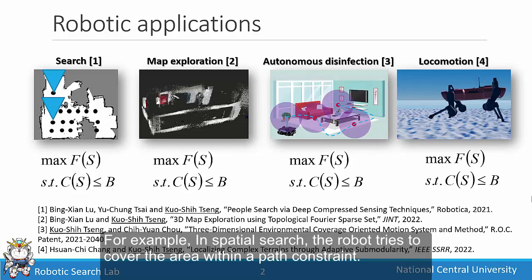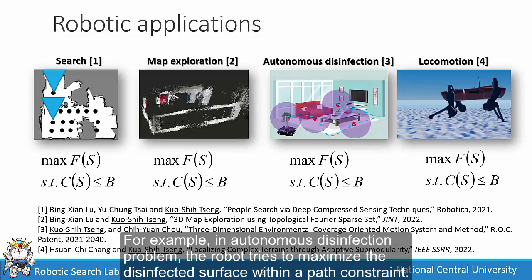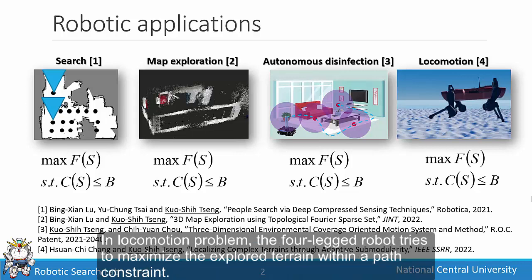For example, in spatial search, the robot tries to cover the area within a path constraint. In map exploration problems, the robot tries to maximize the environmental coverage within a path constraint. In the autonomous disinfection problem, the robot tries to maximize the disinfected surface within a path constraint. In the locomotion problem, the four-leg robot tries to maximize the explored terrain within a path constraint.